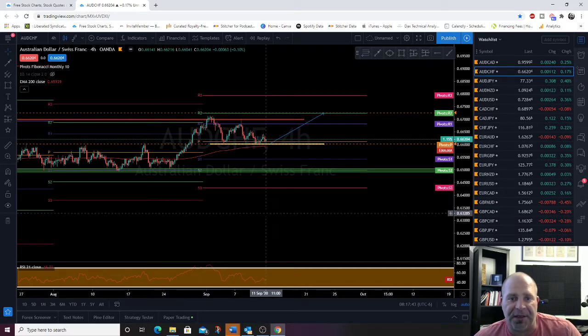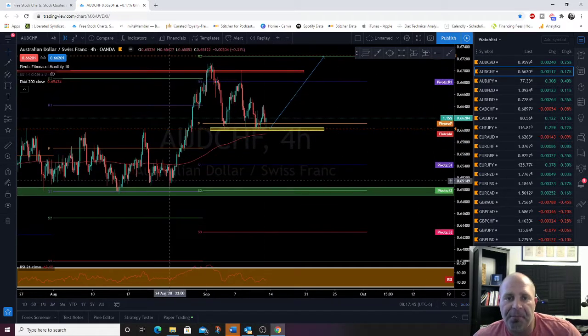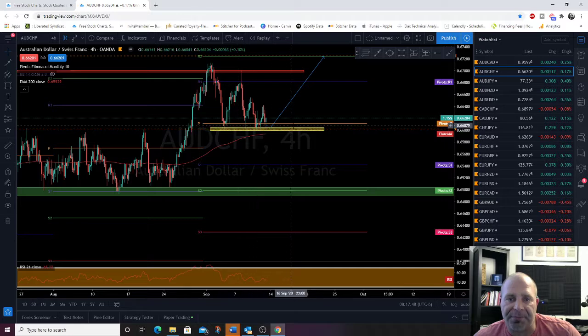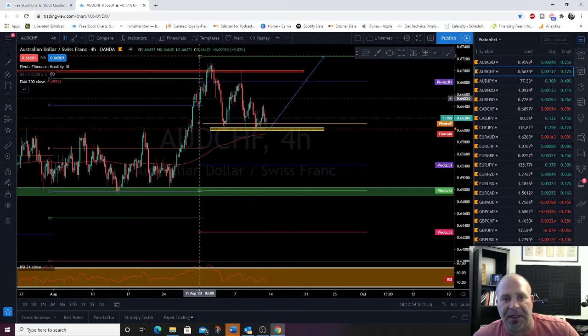Australian dollar, Swiss franc. So we've kind of bottomed out on a little mini support right around the 200 EMA after this bullish run. We did find resistance up here, and we quickly came back to the monthly pivot, and now we're just waiting to find a direction from there.